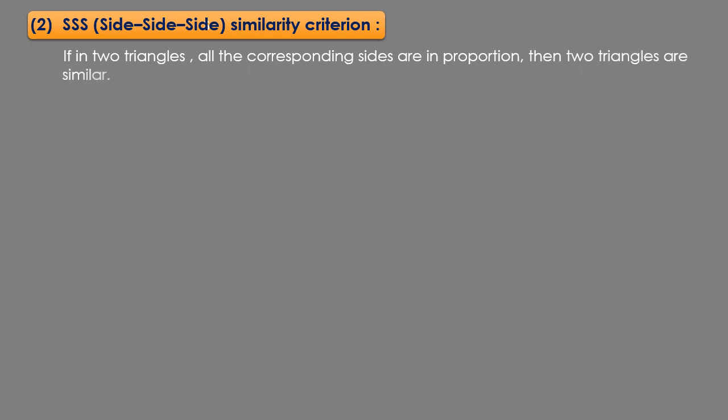In this criteria, even if we show that all the corresponding sides of the given two triangles are in proportion, it is sufficient to say that given two triangles are similar. So let us see the statement here. If in two triangles all the corresponding sides are in proportion, then two triangles are similar. So this is the side similarity criteria. By using only this, we can say that given two triangles are similar.